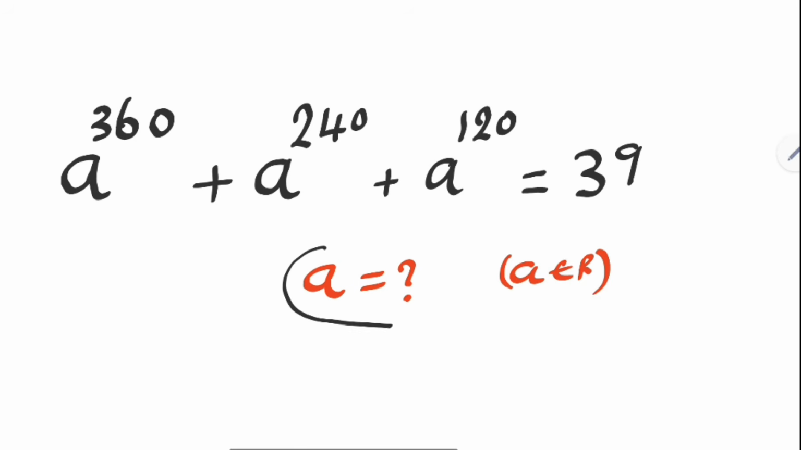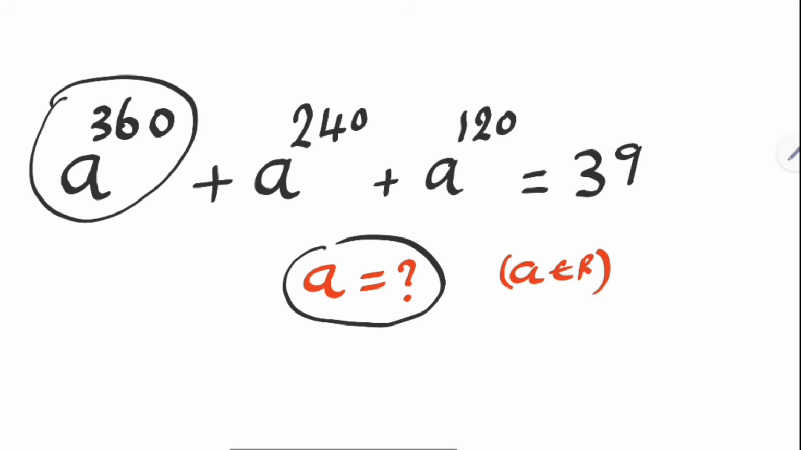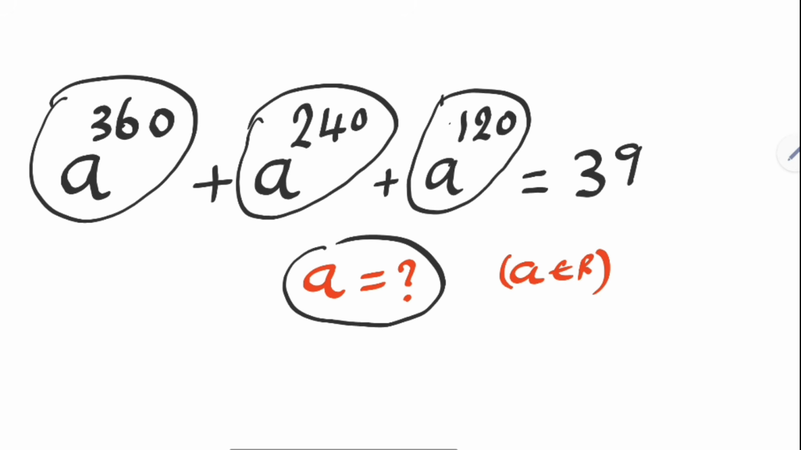Let us solve for a in this equation. a raised to power 360 plus a raised to power 240 plus a raised to power 120 is equal to 39.